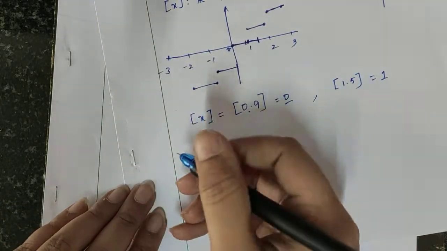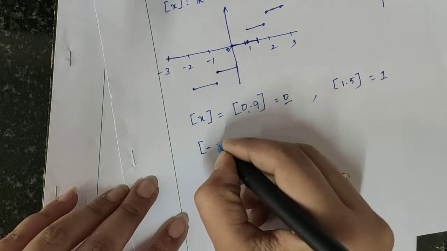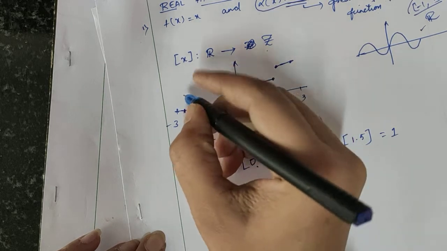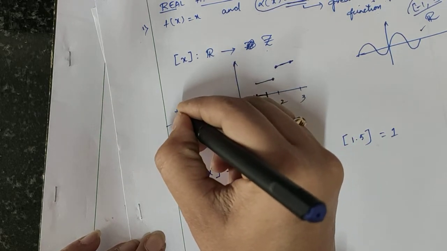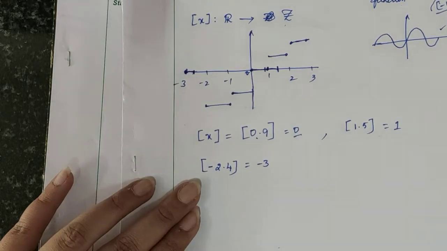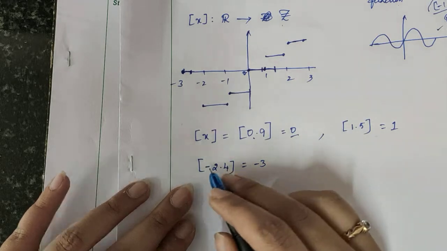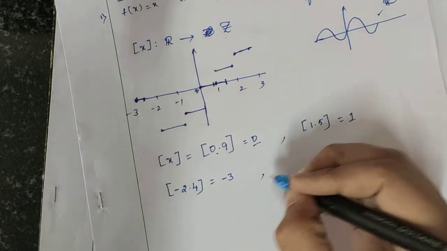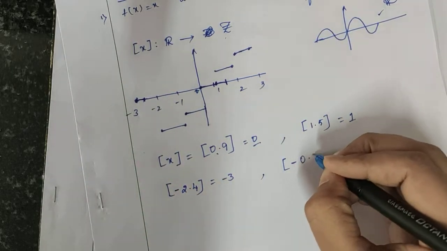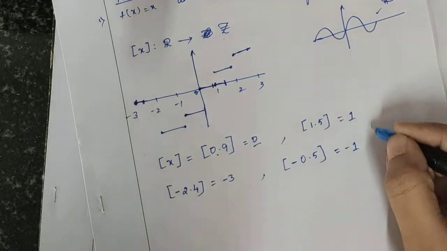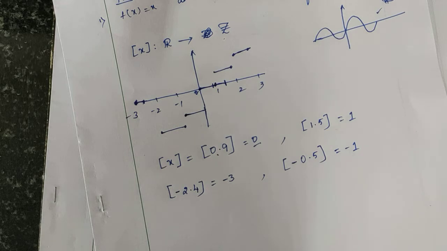Similarly, if I consider the negative axis, if I choose -2.4, it will be somewhere here. You will select the point which is to the left of that, that is -3. So the value of [-2.4] is -3 for the greatest integer function. Similarly, if I want to find the value of -0.5, it will be -1. This is how you will get the value in the case of the greatest integer function.